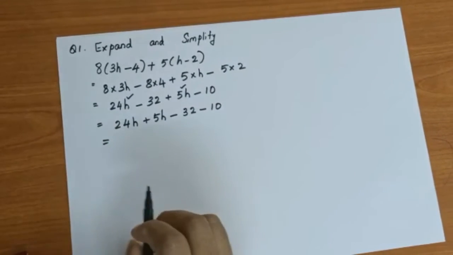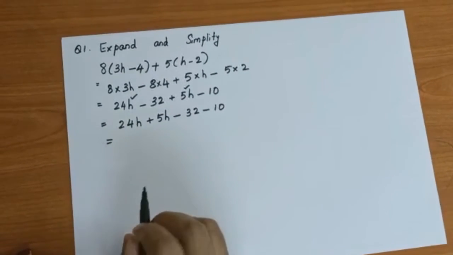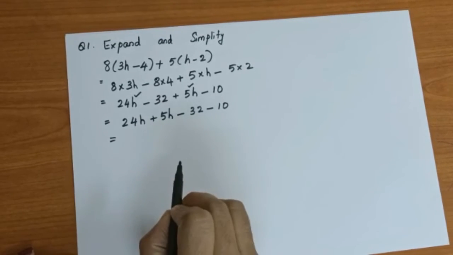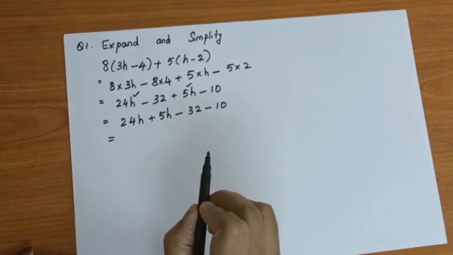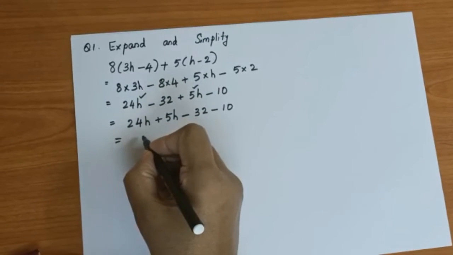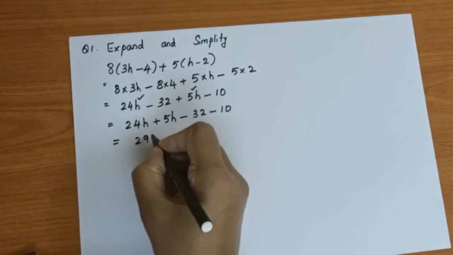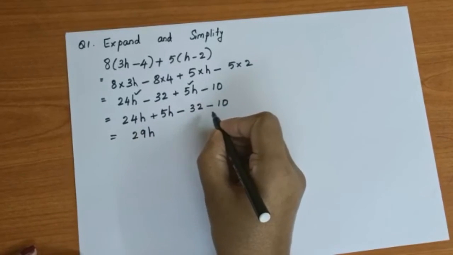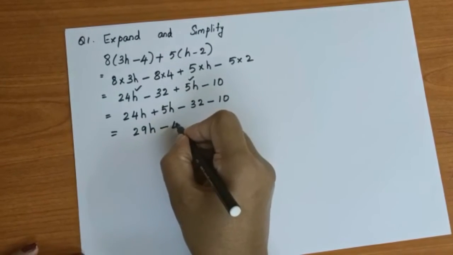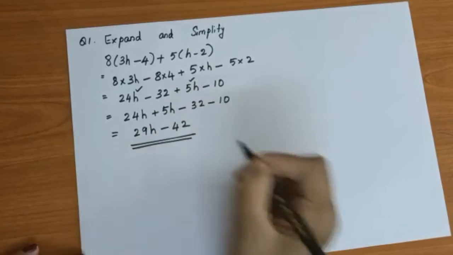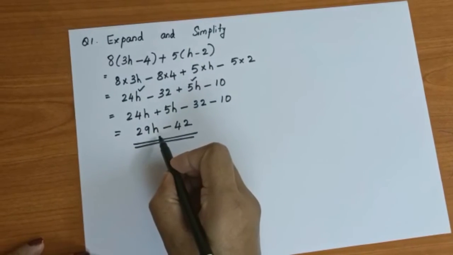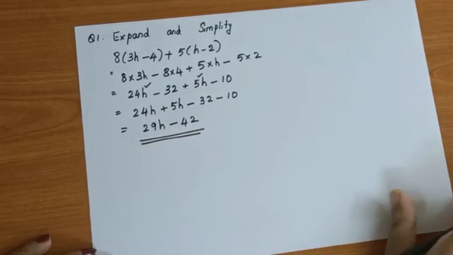Then we can add. We know that when two positive integers are added, we get a positive integer. The same way, when two negative integers are added, we get a negative integer. So 24h plus 5h equals 29h, and negative 32 minus 10 gives negative 42. So we expanded and simplified. The answer is 29h minus 42.